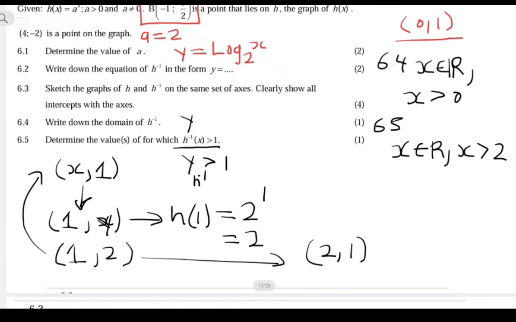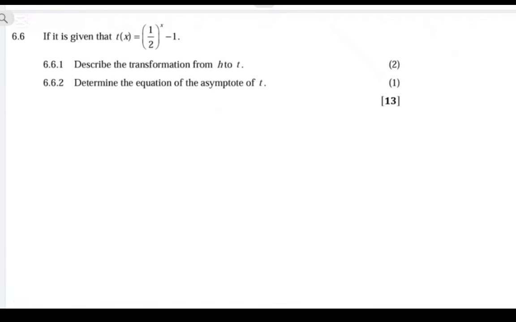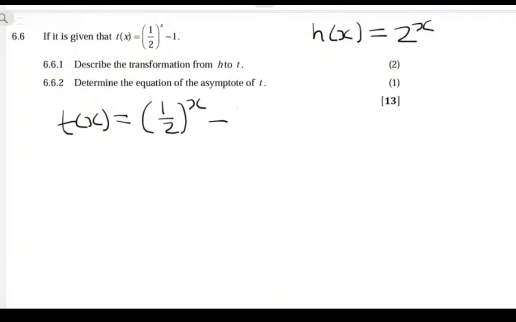Let's move on to the remaining questions. So the last question is 6.6. They say that if it is given that t of x is equal to 1 over 2 to the power of x, minus 1, describe the transformation from h to t. Don't forget that our h of x is equal to 2^x. So the t of x that we have currently is 1 over 2^x, minus 1.